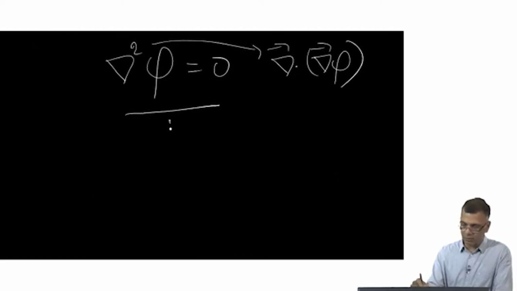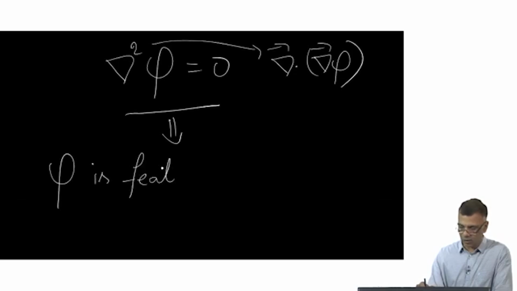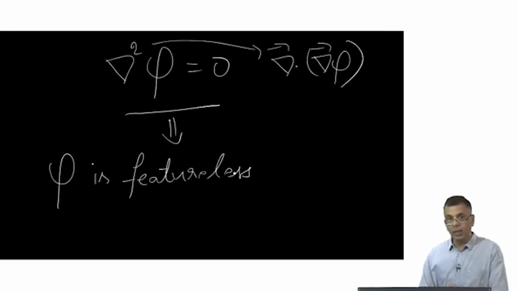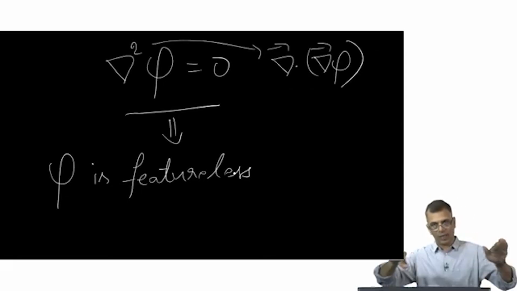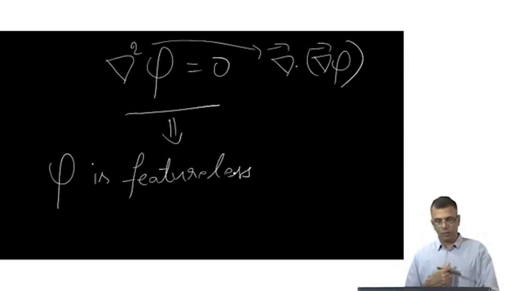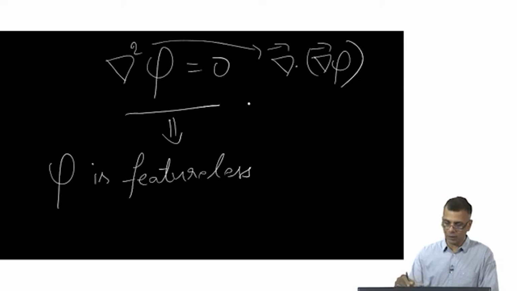this implies that phi is featureless. By that I mean phi does not have hills or valleys or anything, it is a nice flat surface. You either know this from electrostatics or you remember it, or even if not, we can. So, this is essentially Laplace's equation. Any solution to Laplace's equation is featureless.